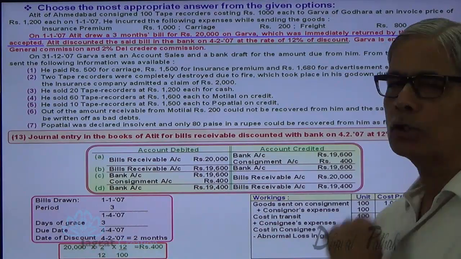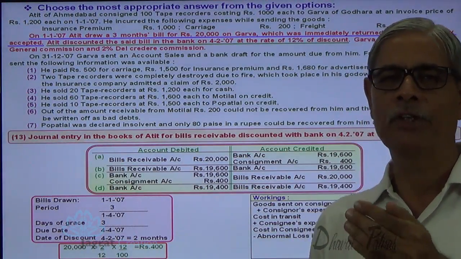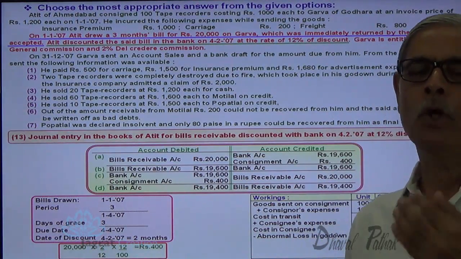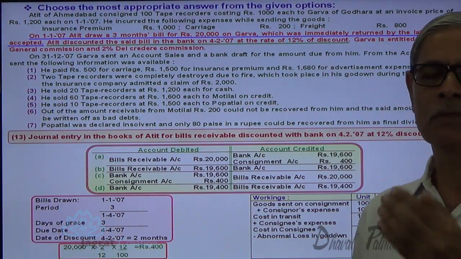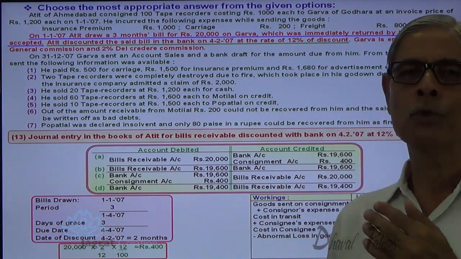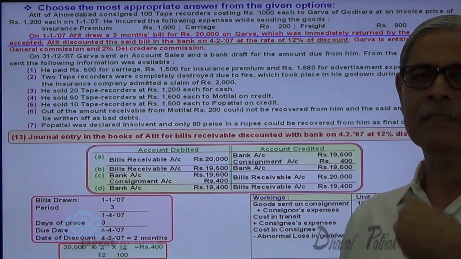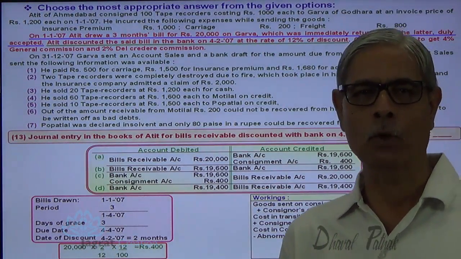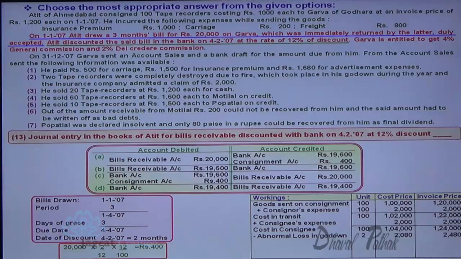So consignment account is to be debited with 400, and you have given bills receivable, an actionable claim, or you have transferred the bills receivable. The right of claim is given to the bank. So you have transferred the asset. If the asset goes out of your ownership, bills receivable account is to be credited for that. So bank account debit, consignment account debit for discount, to bills receivable account credit 20,000. This is the journal entry for discounting of bill. Now next.